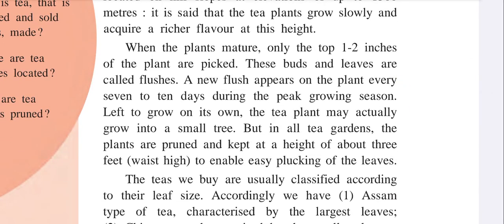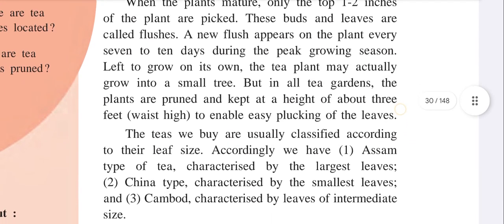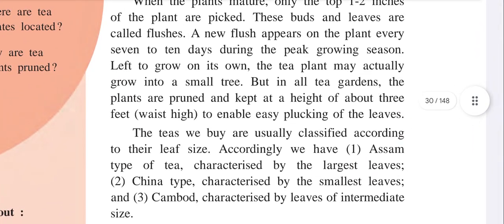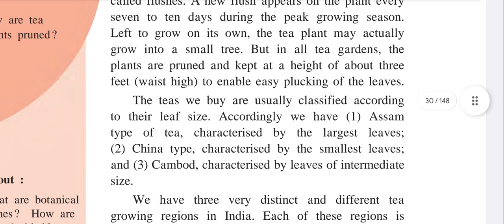When the plants mature, only the top 1 to 2 inches of the plant are picked. These buds and leaves are called flushes. A new flush appears on the plant every 7 to 10 days during the peak growing season. Left to grow on its own, the tea plant may actually grow into a small tree. But in all tea gardens, the plants are pruned and kept at a height of about 3 feet, means waist high, to enable easy plucking of the leaves.